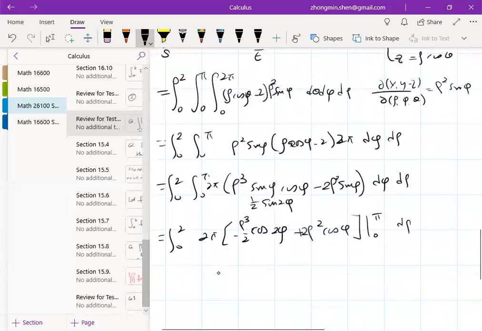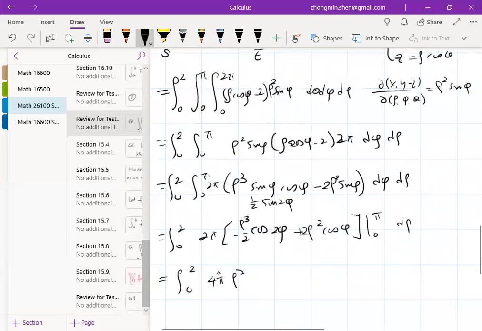When you look at this one, cosine 2 pi is 1 and cosine 0 is 1, so the first term is 0. Then we have 4 pi rho squared, and cosine pi minus cosine 0 is negative 2. So I got negative 8 pi over 3 rho cubed.